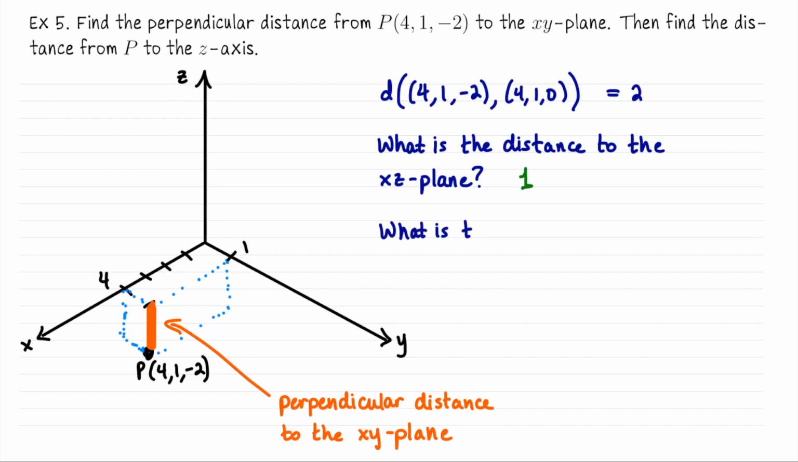What about the distance to the yz plane? In that case, we would need to zero out the x-coordinate, so we'd have to travel from this point 4 units back to the yz plane, so the distance would be 4.